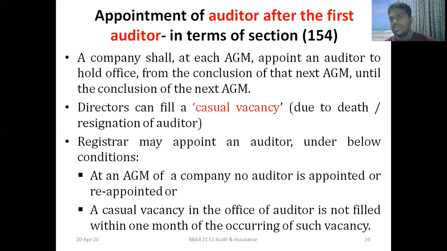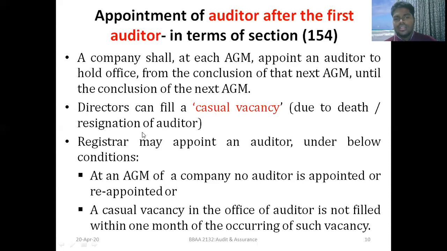So what to do? In the period in between, they would have to wait to appoint another auditor until the annual general meeting. This can happen in the middle of the year, in the first quarter, second quarter or third quarter. That is called a casual vacancy. If a casual vacancy arises, directors can fill it. This means they can appoint the auditor, for example after the death or resignation of the auditor.